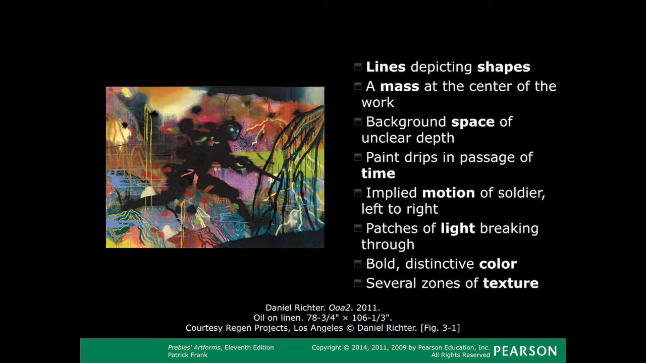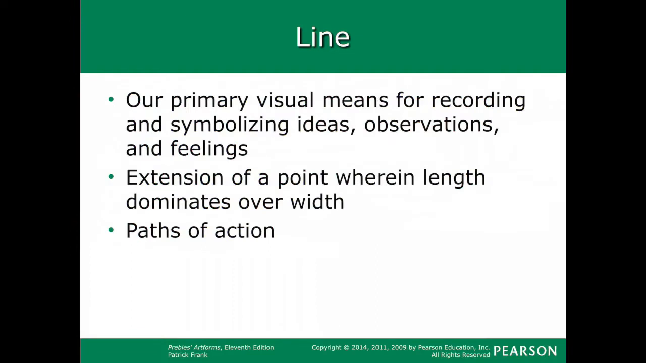There are patches of light breaking through. And now when it comes to these visual elements, we are of course looking at color, and there are several zones of texture. And the artist creates texture here using different paint media. You can see some spray paint. You can see some paint created by a brush. And so texture is something that you'll see a lot of in three-dimensional works, but you'll also see it in two-dimensional works as well. And this work is called OOA2, made in 2011 by Daniel Richter.